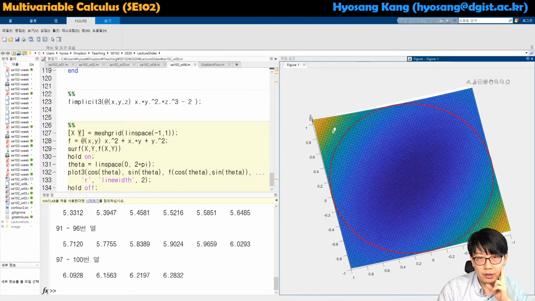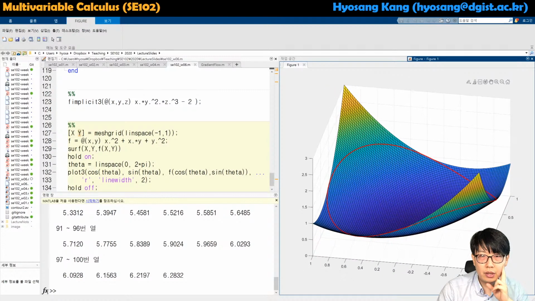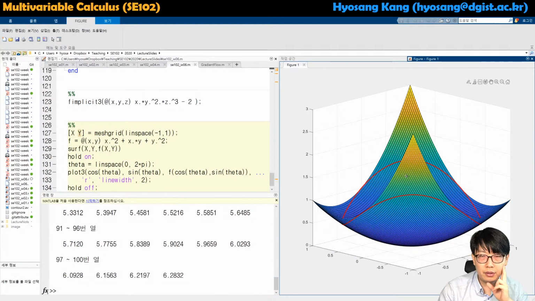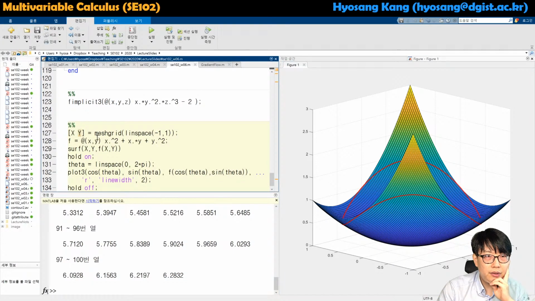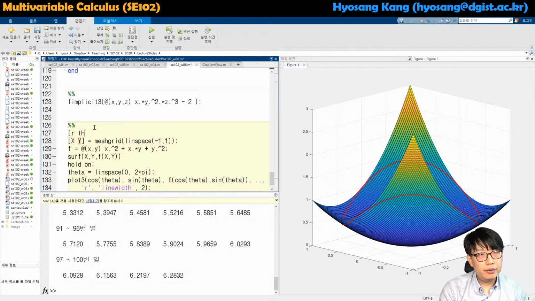So I drew that in this rectangular, square region. You can also draw this on the disk region. So it depends on the mesh grid here. So we have R, zeta, sorry, let me make it capital, R, Zeta as meshgrid of linspace from 0 to 1 with 20 points, and linspace from 0 to 2 pi.